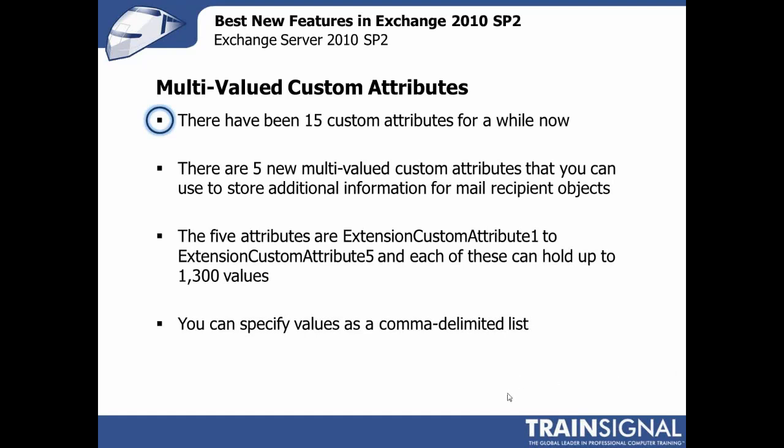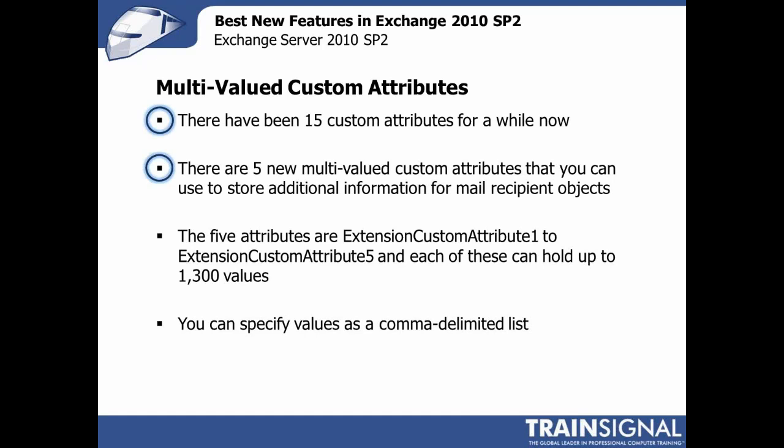Now, here's what's exciting with Service Pack 2. With Service Pack 2, there are 5 new multi-valued custom attributes that you can use to store additional information for mail recipient objects. 5 more. Now, here's the only thing. They are not visible in your Exchange Management Console. So the 15 custom attributes are still there. They're available through the GUI, but you cannot access these 5 multi-valued attributes through the console.